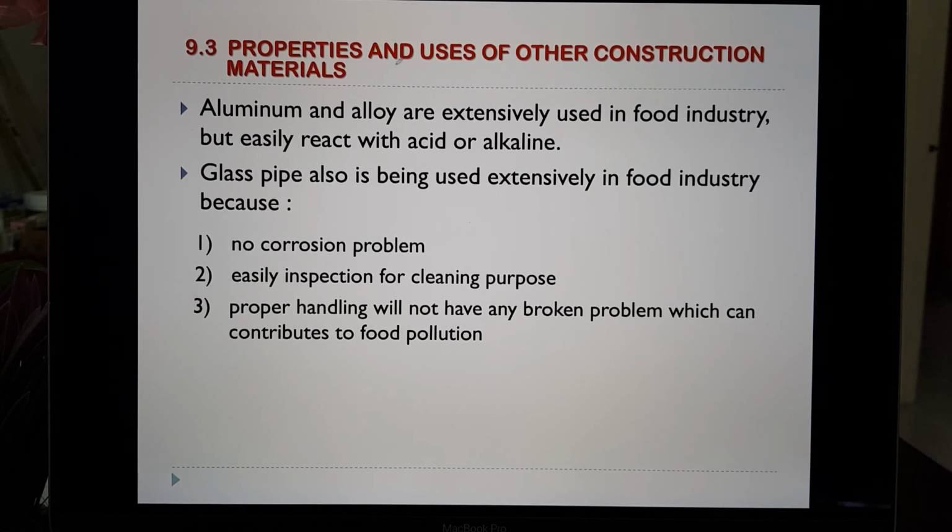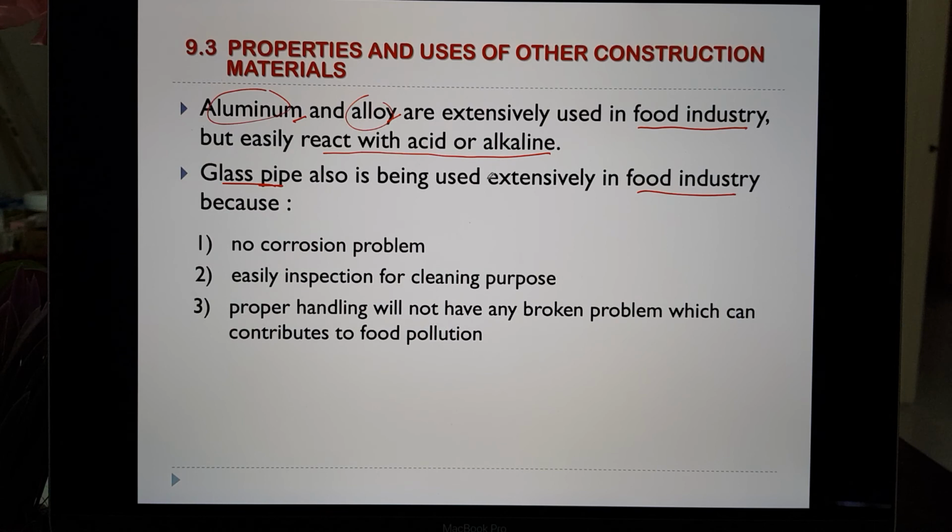Alright, now we move on to the properties and uses of other construction materials. Apart from stainless steel, aluminium as well as alloys are also used in the food industry. But aluminium and alloys easily react with acid or alkaline. Glass pipes are also used in the food industry, for example in industries that process milk.